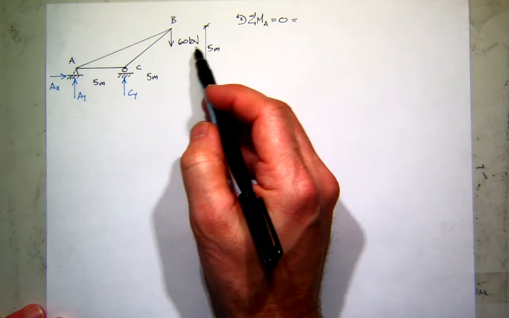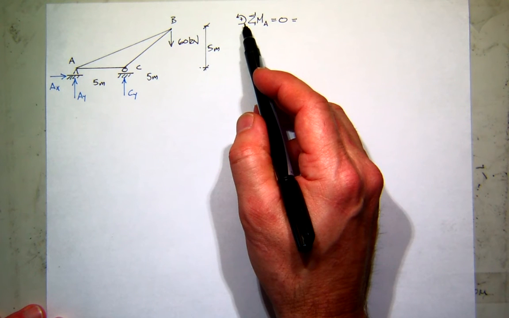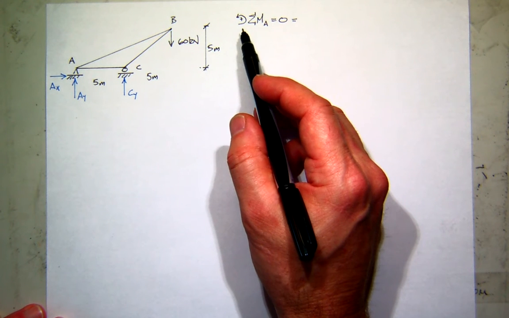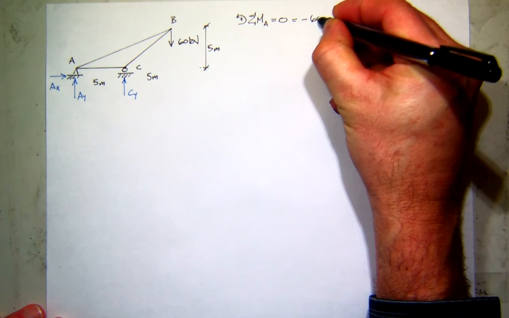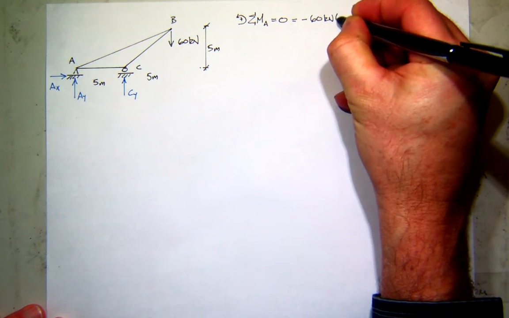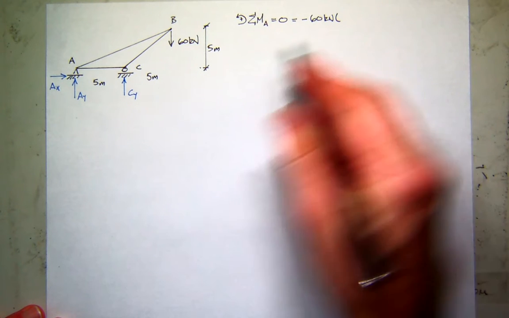So let's look at the applied force first. What kind of moment does it create about A with this sign convention? Negative. So we got negative moment. The force is 60 kilonewtons, and the distance from A to that line of action of the force is 10 meters.